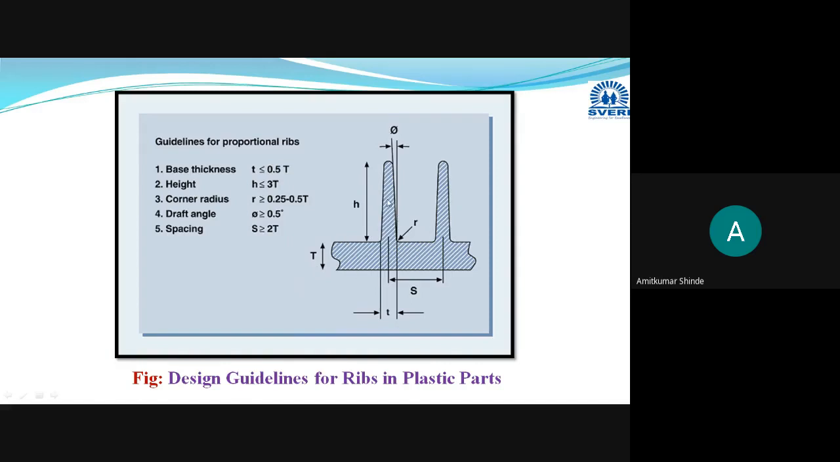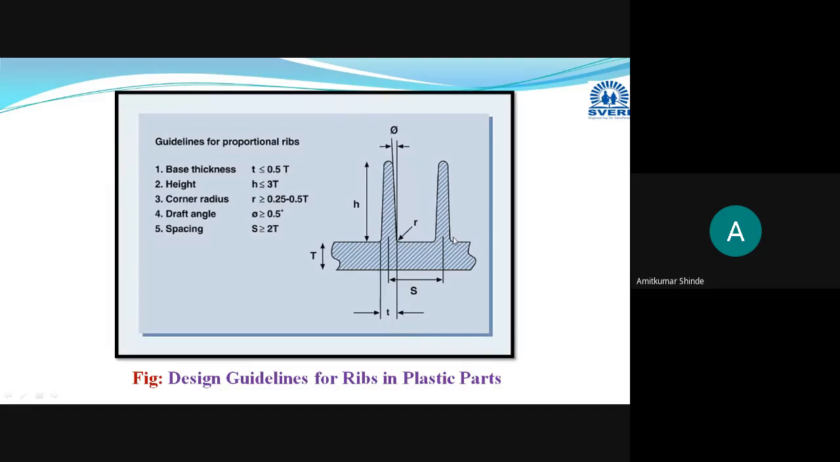Then the distance between ribs: instead of using one longer rib, you can go for a number of ribs, two or more ribs, and the spacing between two consecutive ribs should be 2 times the wall thickness. This distance between two successive ribs, let us call it s, should be greater than 2 times the wall thickness. Height should be 3 times wall thickness, and the distance between two successive ribs should be 2 times wall thickness.